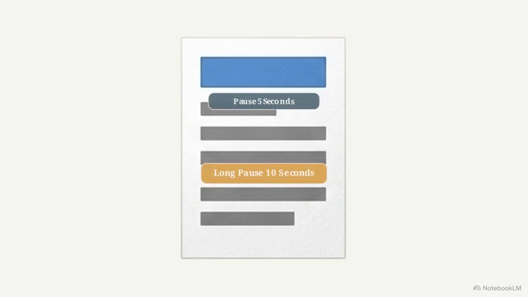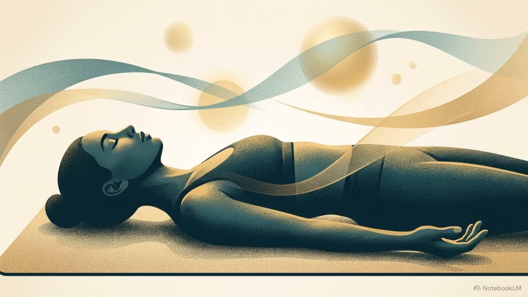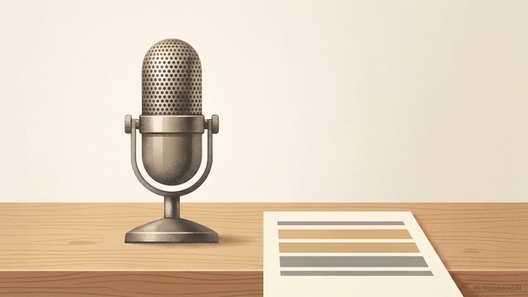Between your spoken lines, you should physically type out explicit tags like pause 5 seconds and long pause 10 seconds. By relying on these printed tags, you remove the guesswork from your recording session. A rigid, pause-heavy script forces you to slow down, guaranteeing the pacing required to trigger a relaxation response in the listener. With the script written, you are ready to record.